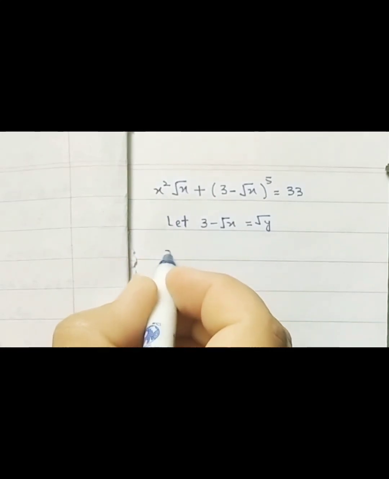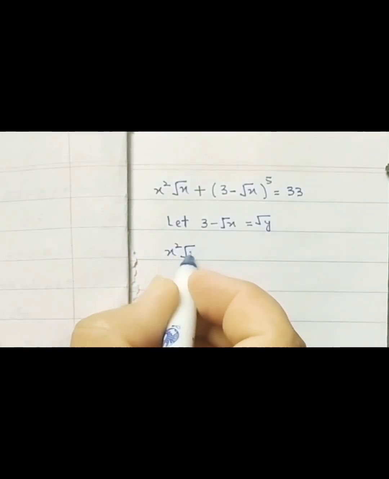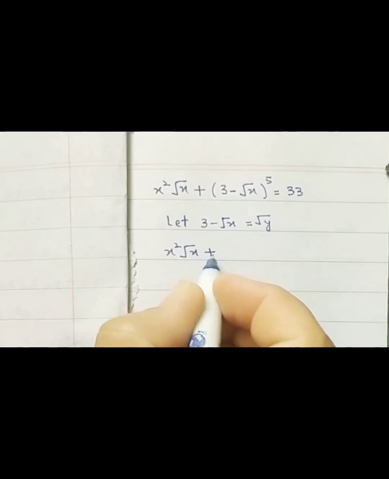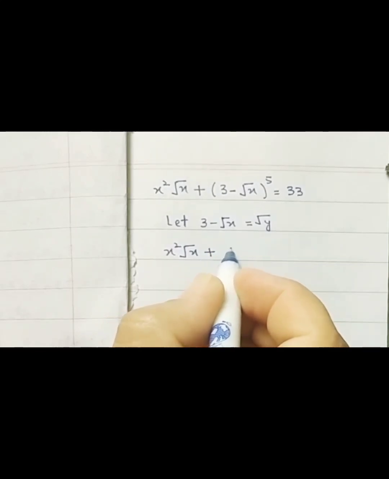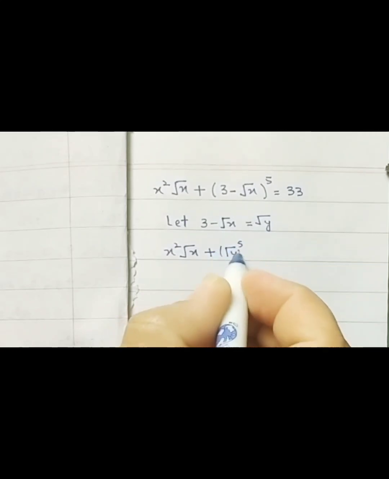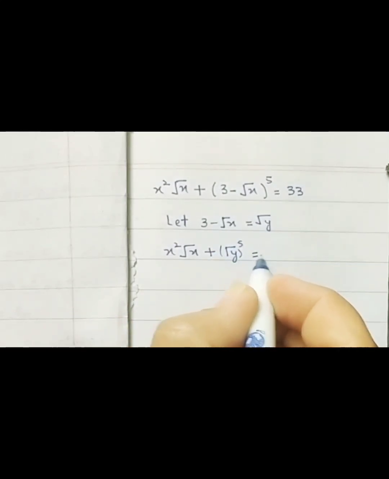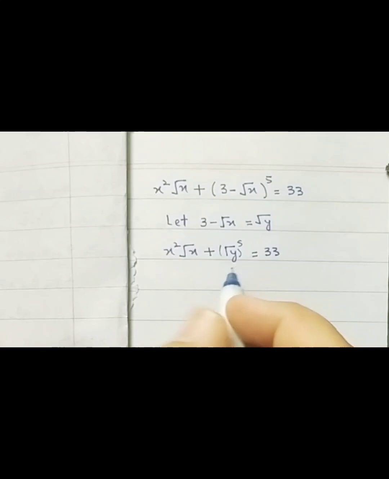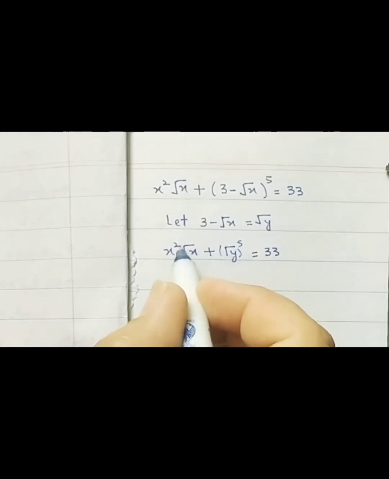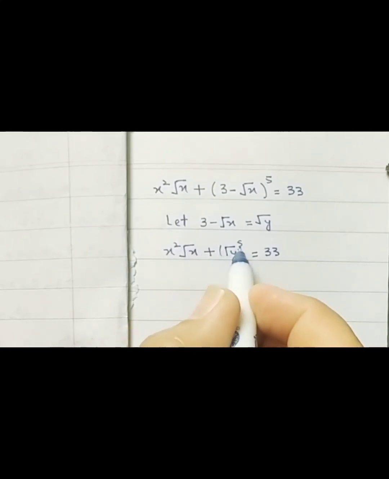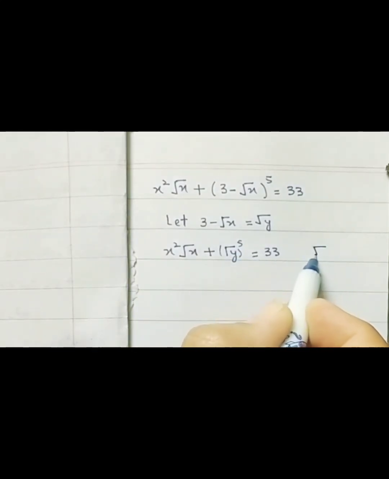So now let 3 minus square root x is equal to y. Now our equation will be x square root x plus (square root y) power 5 is equal to 33. So now look at here carefully. y is looking same as x. Here we have x square root x times y square root y power 4 and square root y.